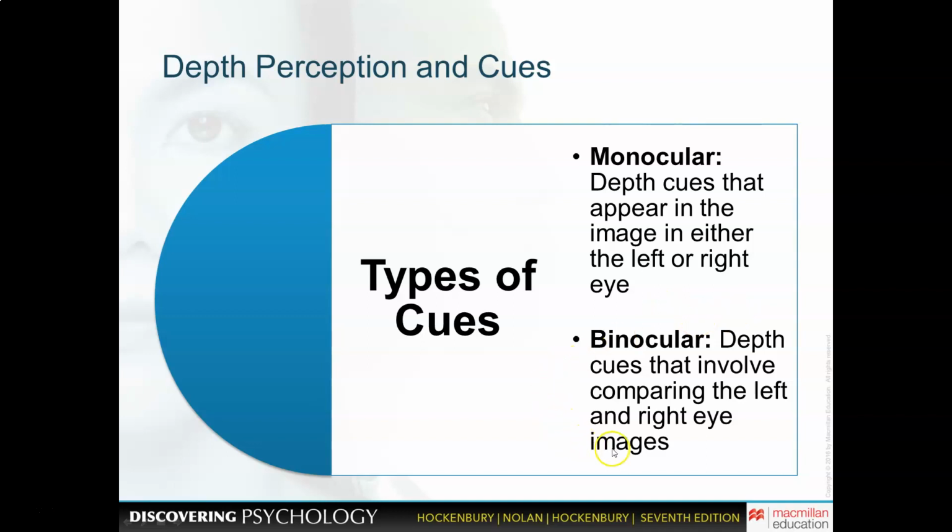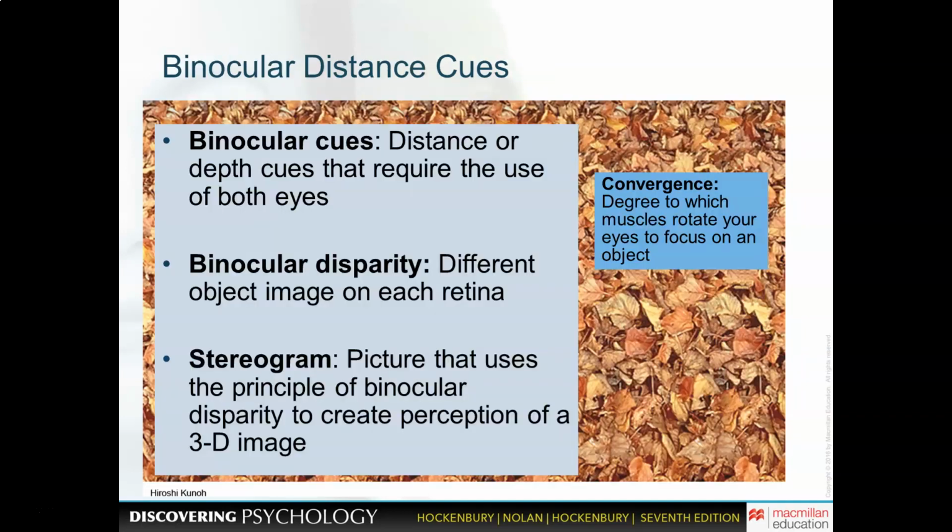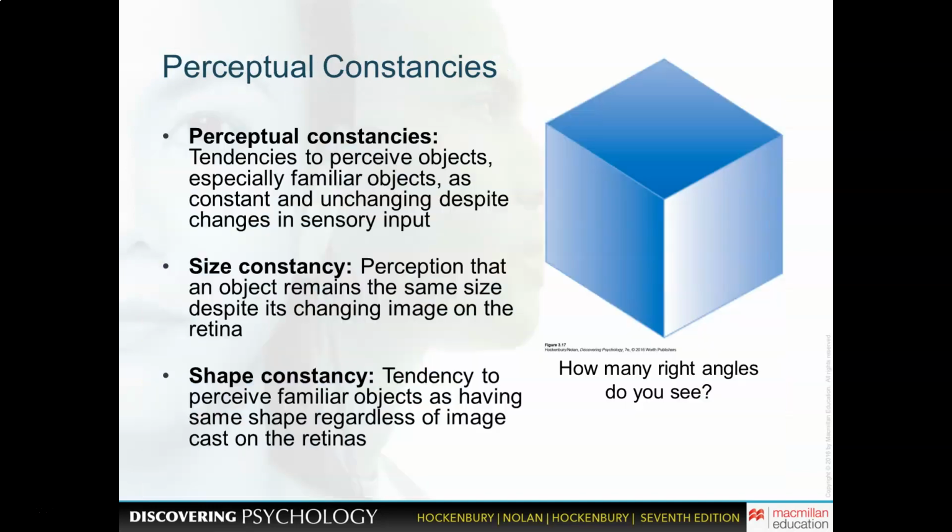Binocular means depth cues that involve comparing the left and right eye images. So in each eye, one at a time, remember that's monocular, then those images that are in our eyes are combined into our binocular depth cues. And those are combined until we eventually are able to perceive depth. Okay, so we've covered this. I'm not going to read on through this here.